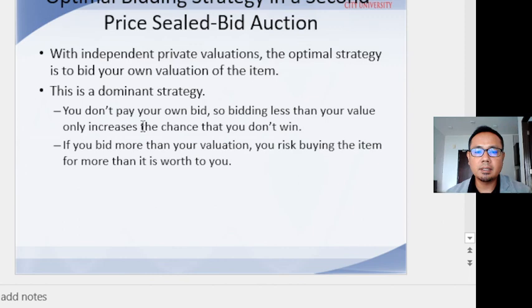So you don't pay your own bid. Bidding less than your value only increases the chance that you don't win. If you bid more than your valuation, you risk buying the item for more than it is worth to you.